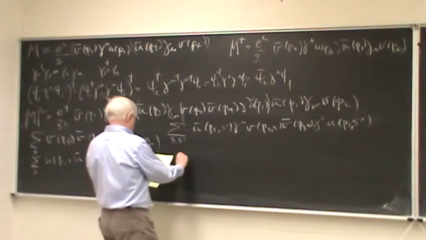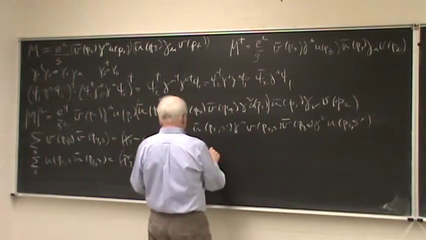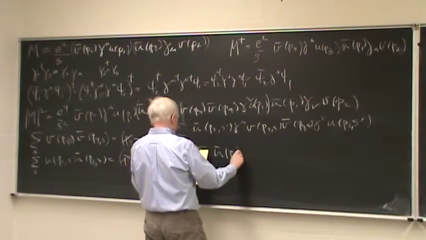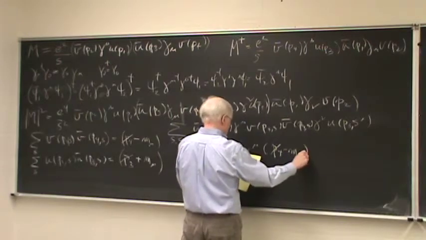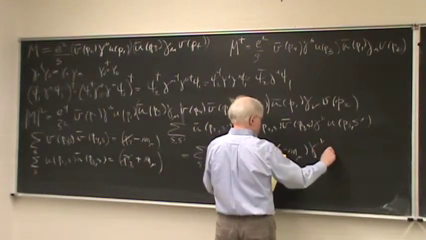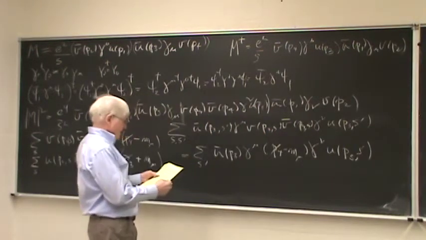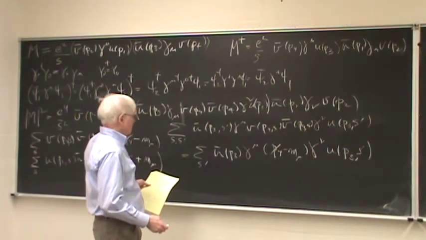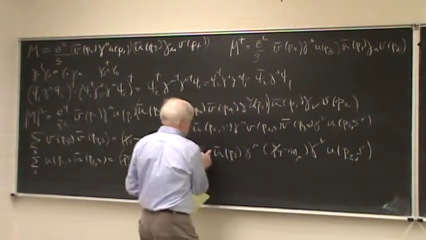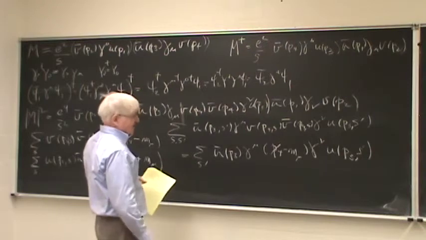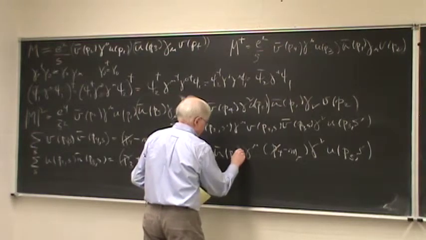And so what do we get? Well, what we get, doing the sum on S, is U bar P3, gamma mu, and then P4 slash minus M muon, gamma nu, U of P3, S prime. And now we can equally well take this U and put it here, and then we have a sum over S prime.